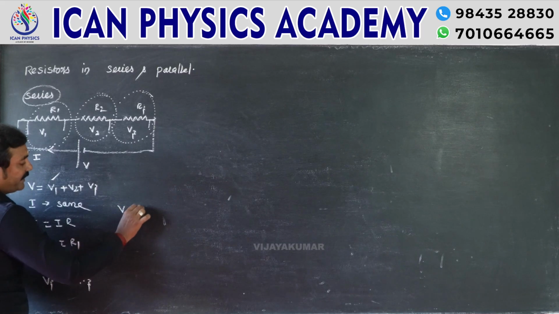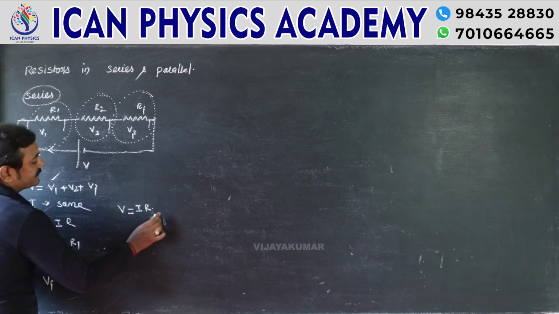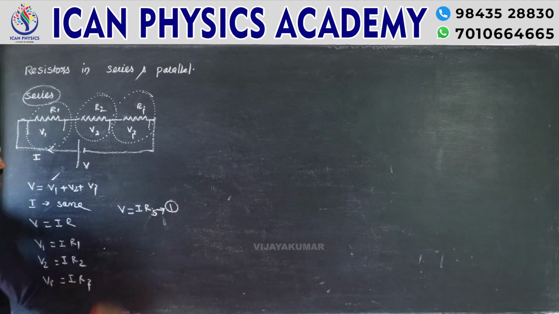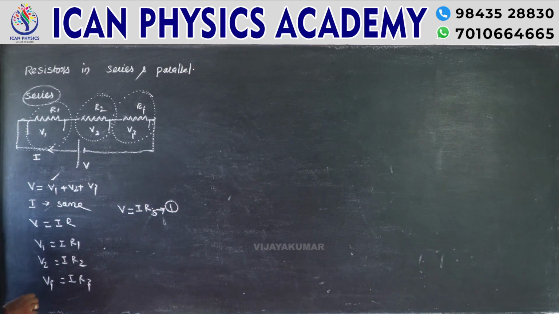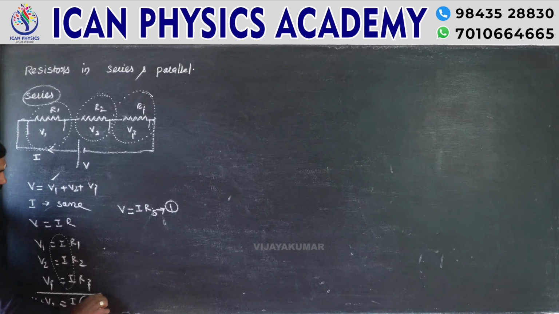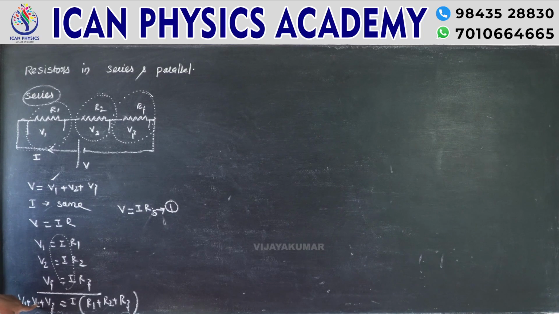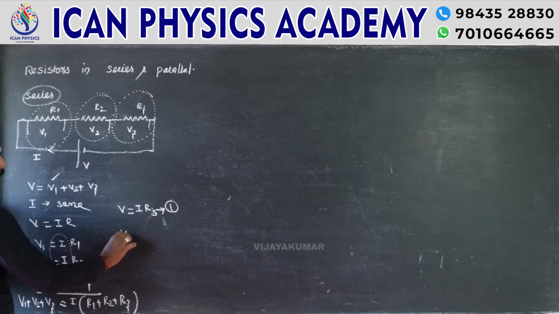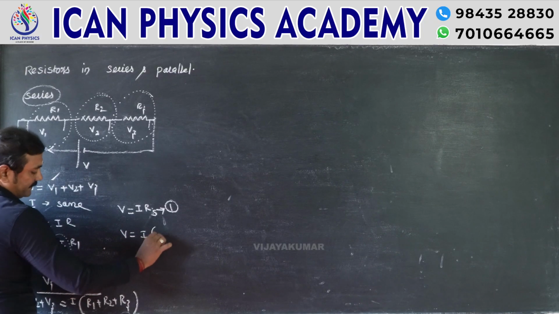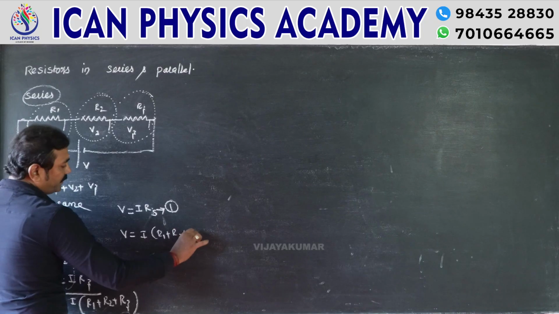For the general case, V equals I into RS. Why are we writing RS? Because the resistors are connected in series. Now you can add. V1 plus V2 plus V3 equals I into R1 plus R2 plus R3, since I is taken as common. Now, instead of V1 plus V2 plus V3, we can write V. So V equals I into R1 plus R2 plus R3.